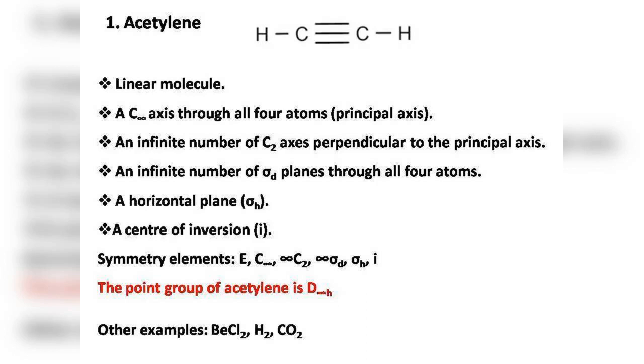Therefore, the point group of acetylene is D∞h. Other examples are BeCl2, H2, CO2. Therefore, homonuclear linear molecules like N2, O2 all are examples for the D∞h point group.